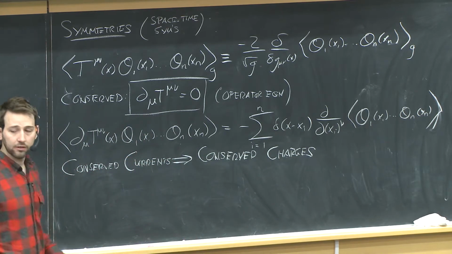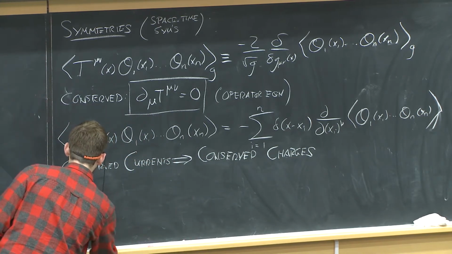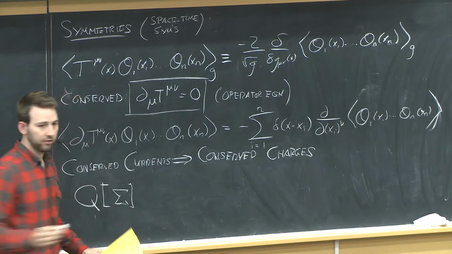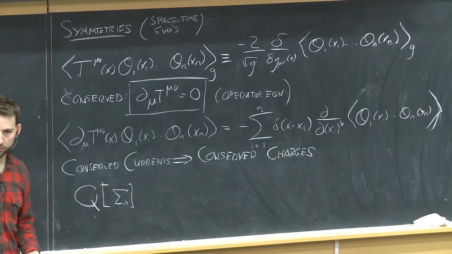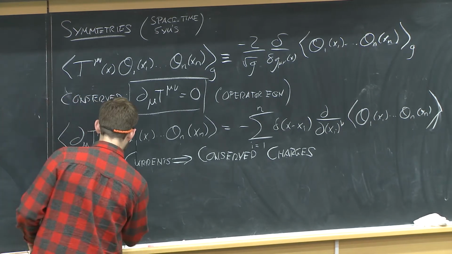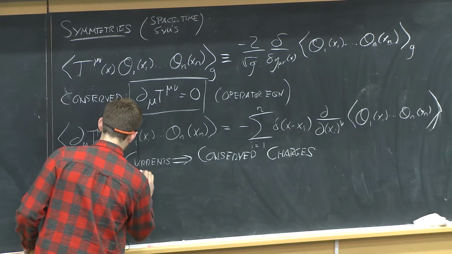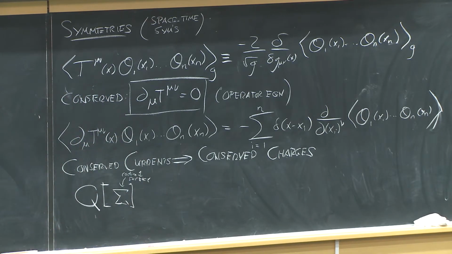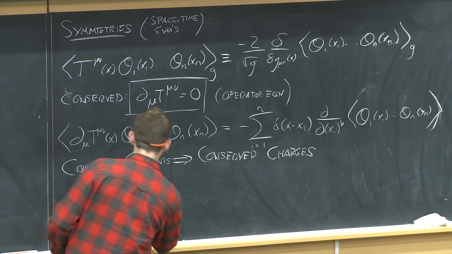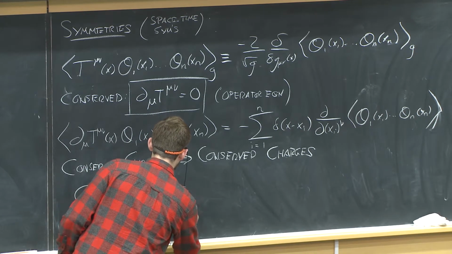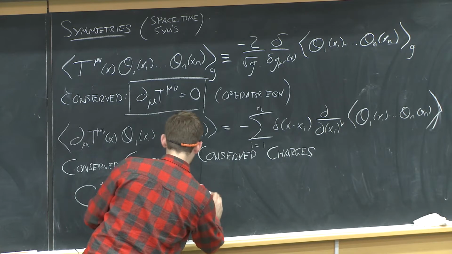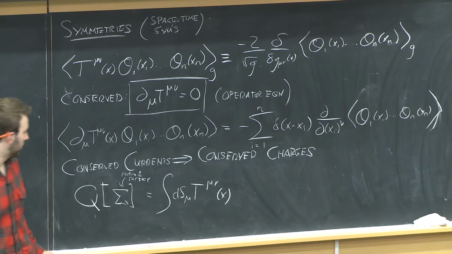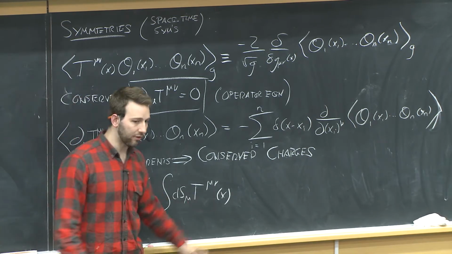Because the conservation condition allows us to define a charge associated to a codimension 1, so a dimension d minus 1, surface or hypersurface inside of space, which is the integral over that surface of the normal of the surface contracted with the stress tensor.